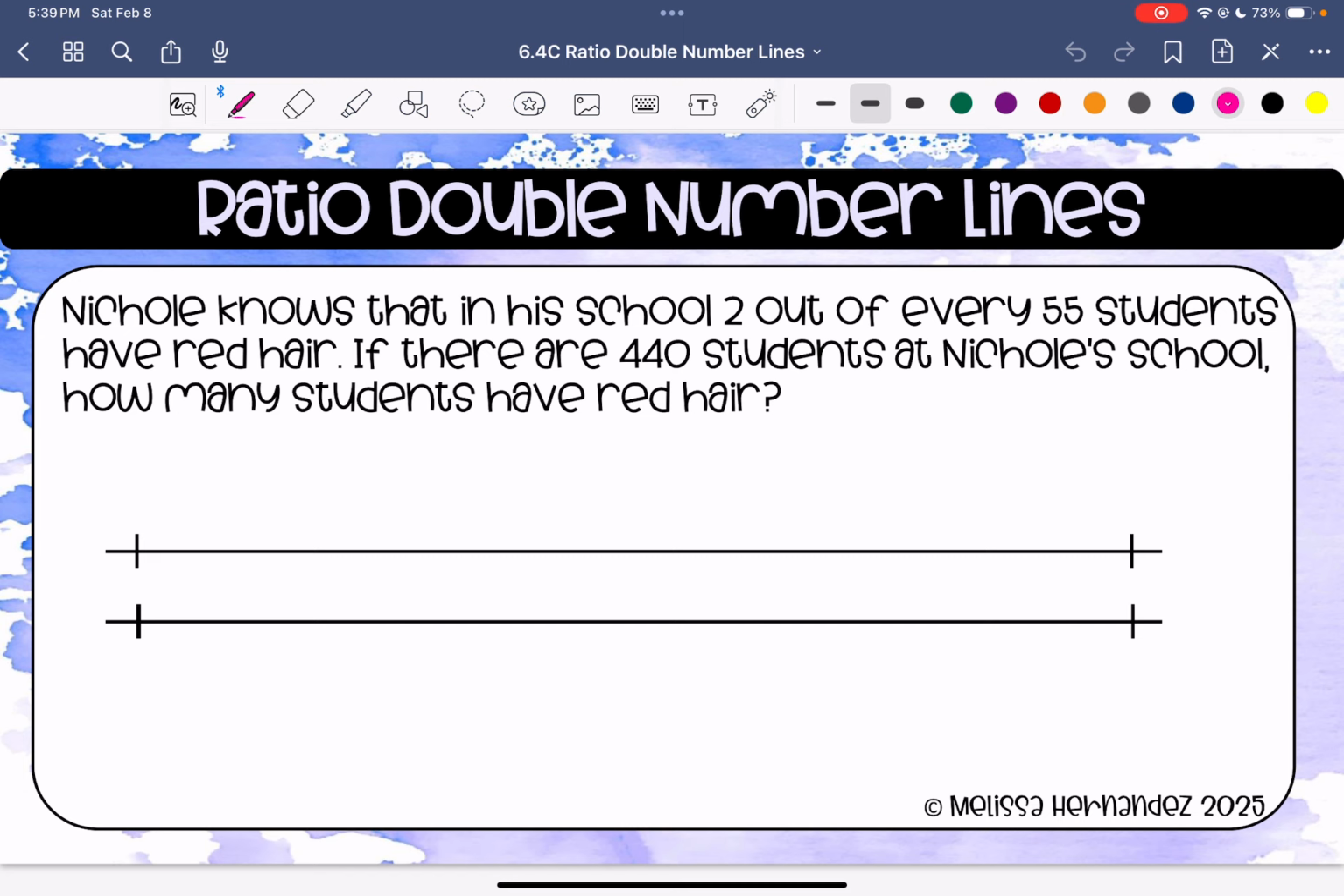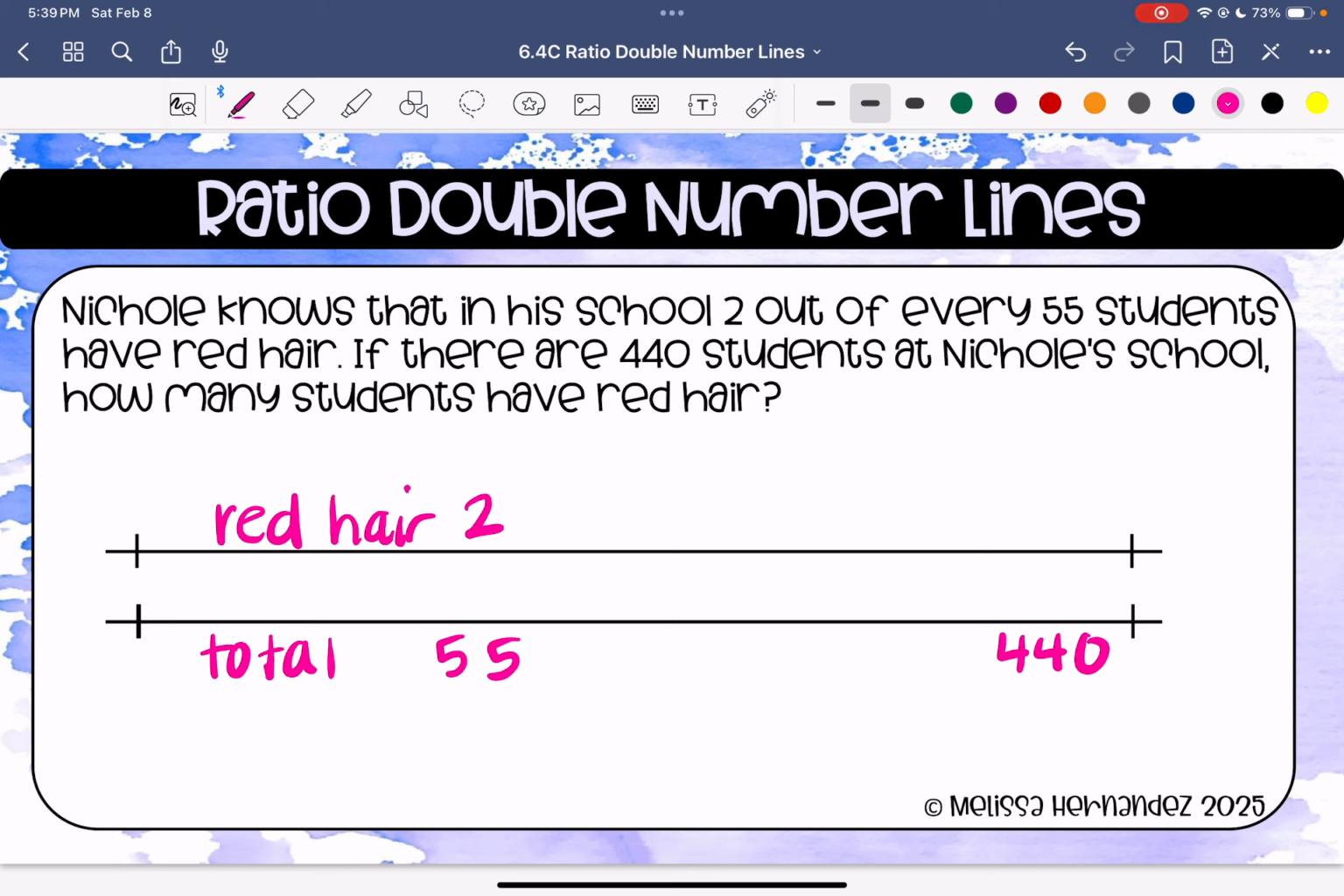So first we have to figure out our ratio. So we're talking red hair students to total. So my ratio is 2 out of 55. Now what we want to do is how many red hair students out of 440. So that's kind of a ways, so I'm going to put it over here at the end of the number line. And if you don't have a number line, you just set it up as a table.